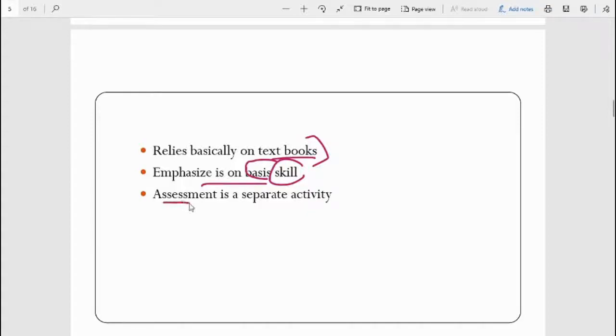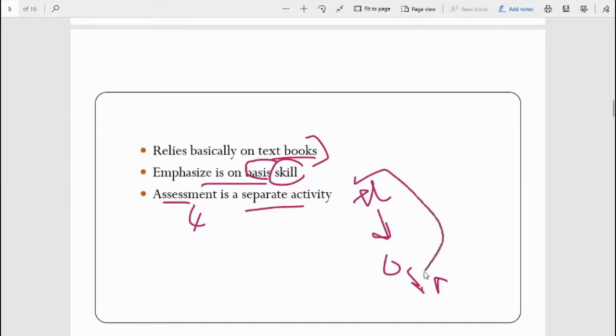And the final assessment or evaluation is a very separate activity. Once the teaching learning process is over, then at the end they will assess. It has a great disadvantage actually, because if you are assessing at the end of the whole teaching learning process, and you find that the majority of the students or learners haven't understood the concept well, then there is nothing to diagnose there, because the teaching learning process is over. There is nothing to go back to, you can't undo.